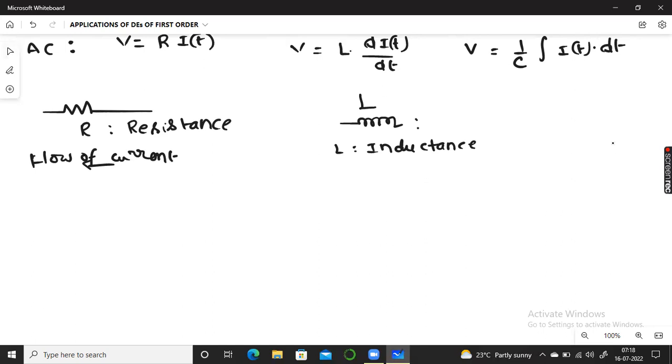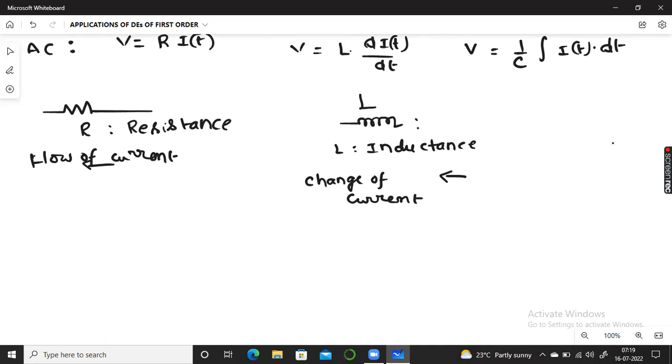It will resist, this one also resists change of current. Both look the same. Here, a resistor simply resists the flow of current. In an inductor, resisting means it will decrease. I am telling you that an inductor will oppose change of current, and it will resist change of current.